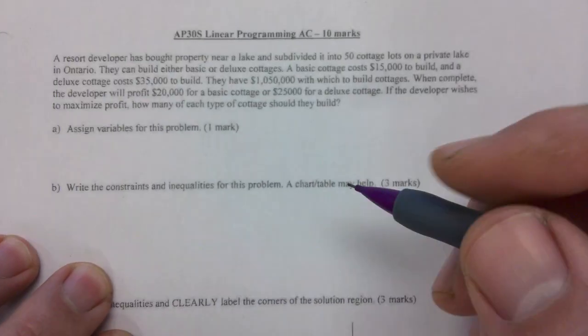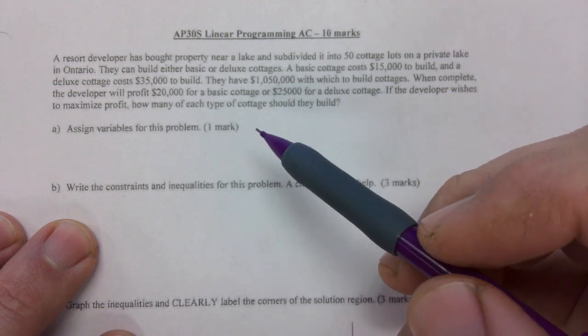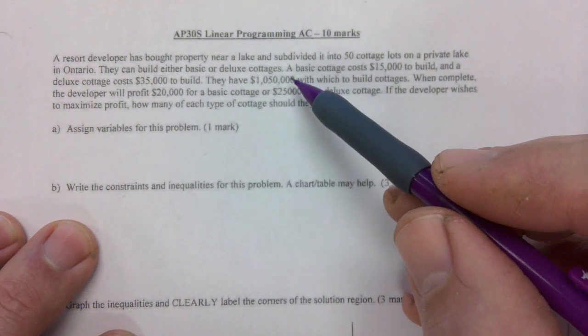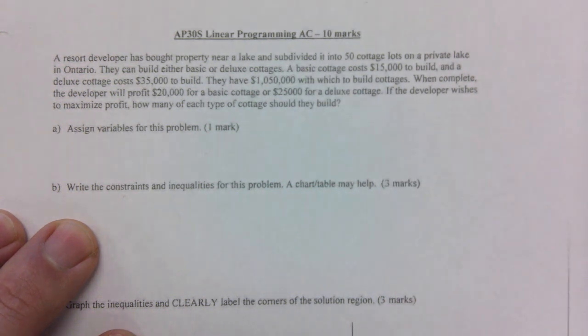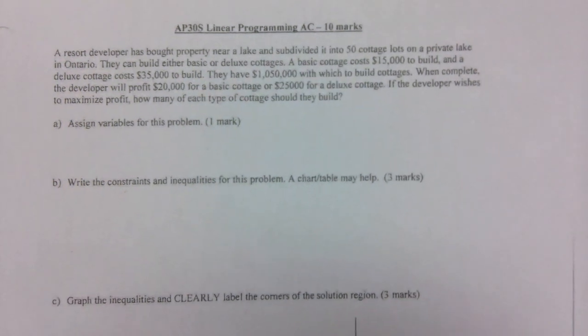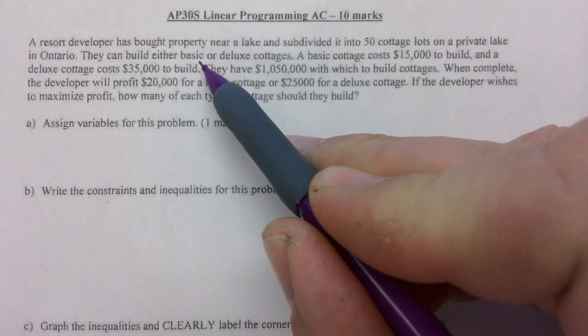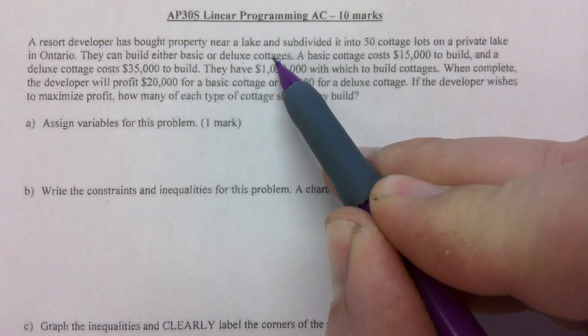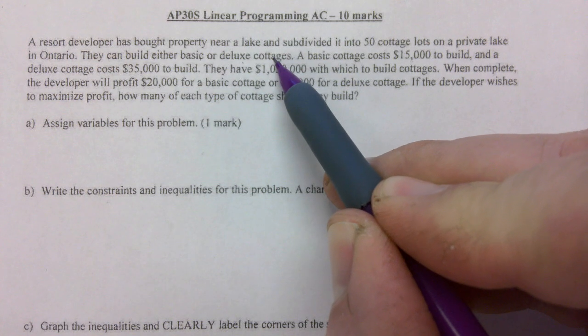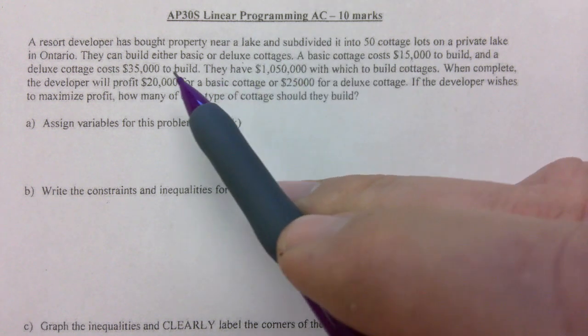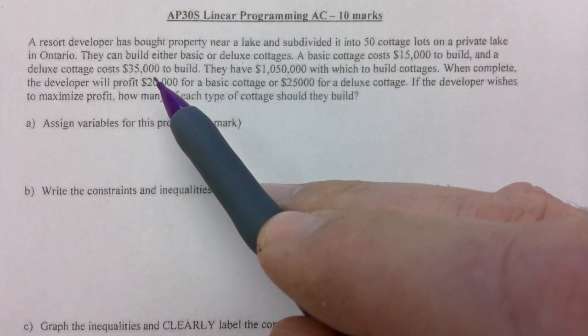Okay, so we're told that there's a developer that wants to subdivide, like break up a big property into smaller lots, into 50 cottage lots on a private lake in Ontario. They can build either basic or deluxe cottages. That's a hint right there for the variables. A basic cottage costs 15 grand to build. Deluxe will cost 35 to build.